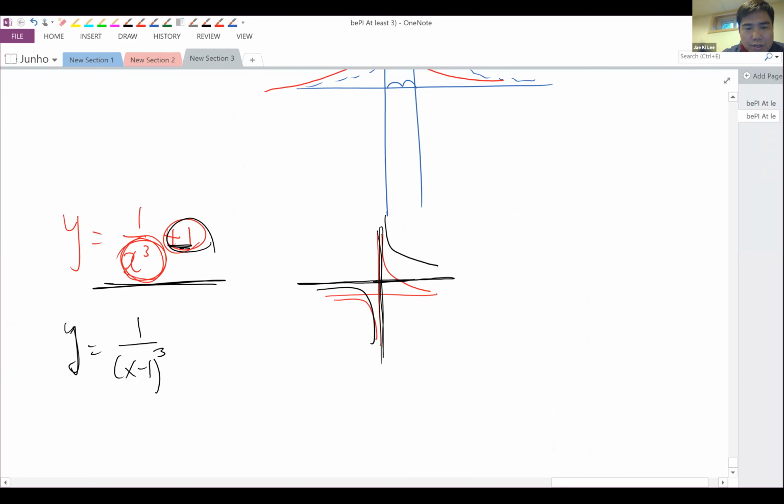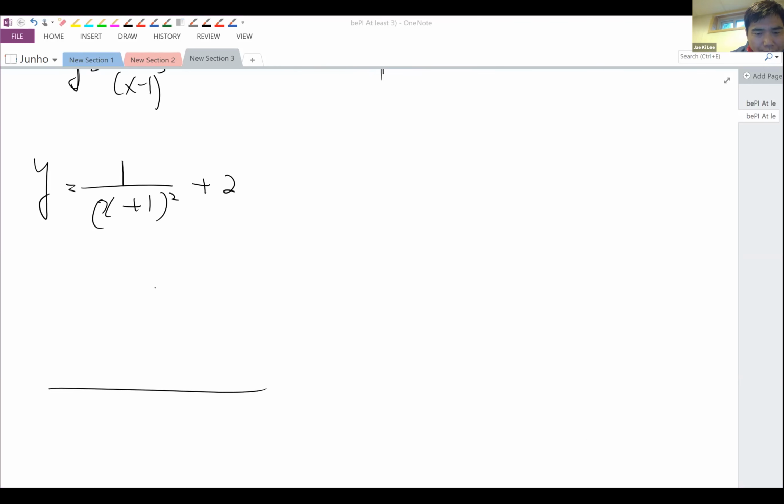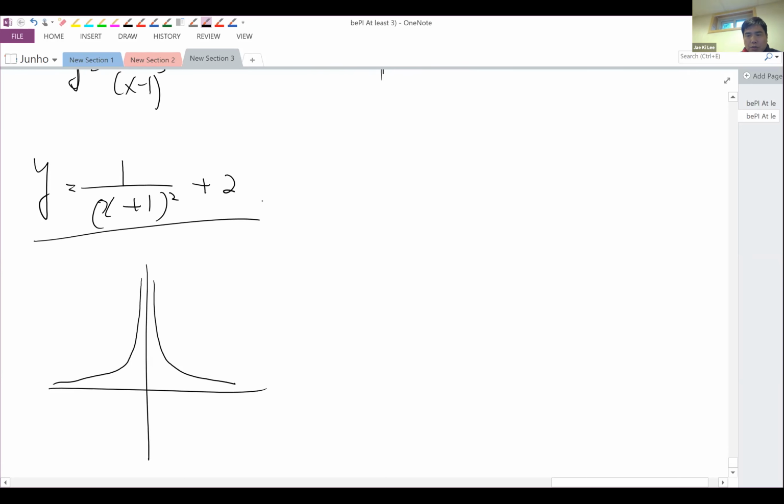Okay, so now I can make a little bit harder one, such as 1 over (x plus 1) squared plus 2. We always begin from this graph. And then how can we guess this one's graph? Because of the power, squared. Yeah.